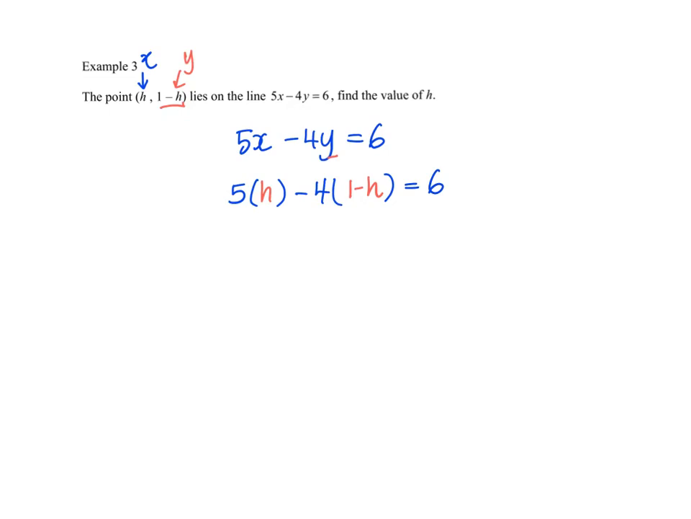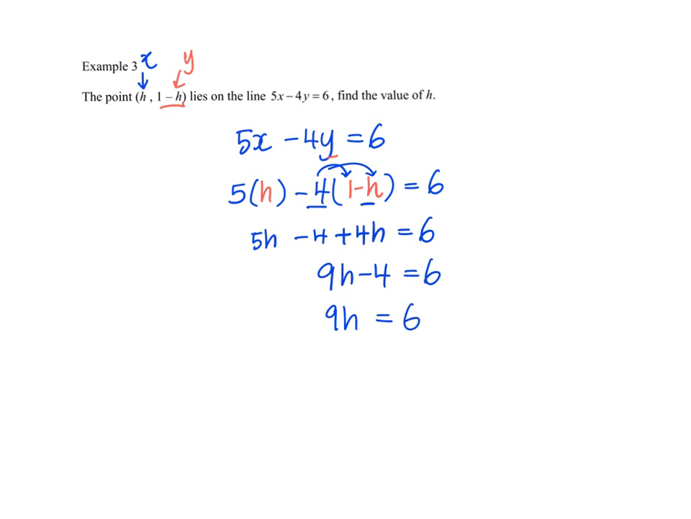So 5h minus this, let us simplify it. I have 5h. Now there are brackets over here. We need to multiply. Be careful of the sign. Minus 4 times negative h will give you positive 4h, equals 6. So 5 plus 4 is 9h, minus 4 is 6, and 9h equals 6. Bring this over, it becomes plus 4. 9h is 10, and therefore h will become 10 divided by 9.